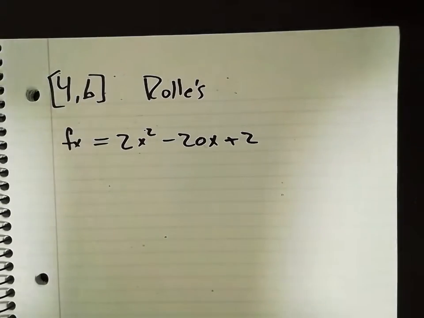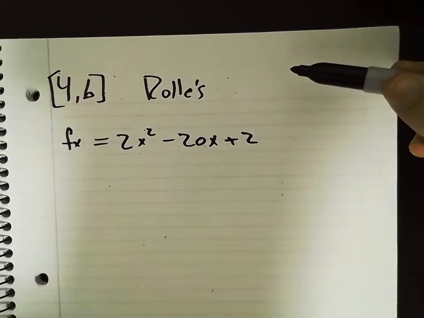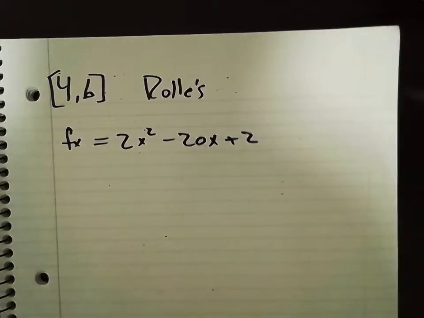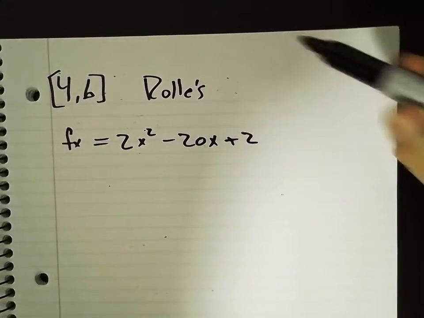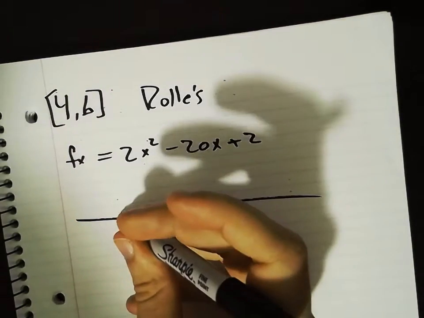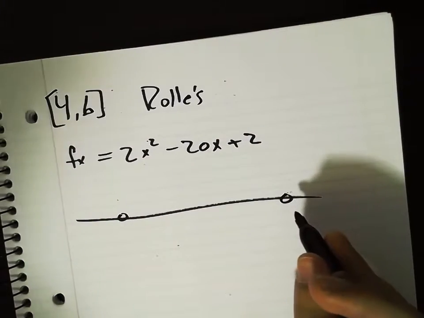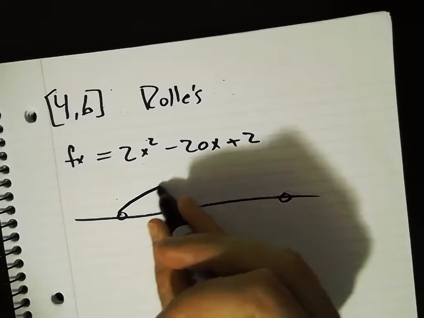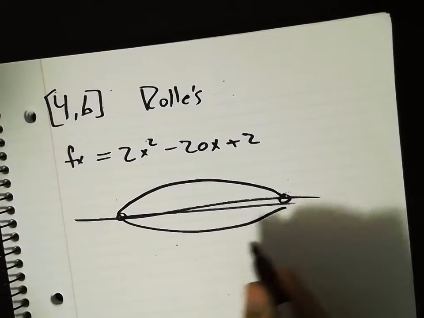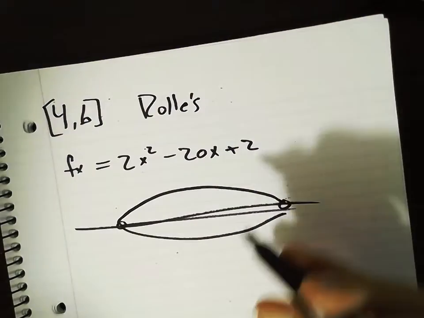Okay, for this one, we have to see if this function satisfies the first three hypotheses of Rolle's theorem, and then find some number c that satisfies the conclusion. For Rolle's theorem, all it says is if you have some function that has equal y values as starting points, and it's continuous and differentiable, so it can look like that, it can look like that, it can just look like a straight line, anything like that. As long as it's continuous and differentiable, then there has to be some number c.